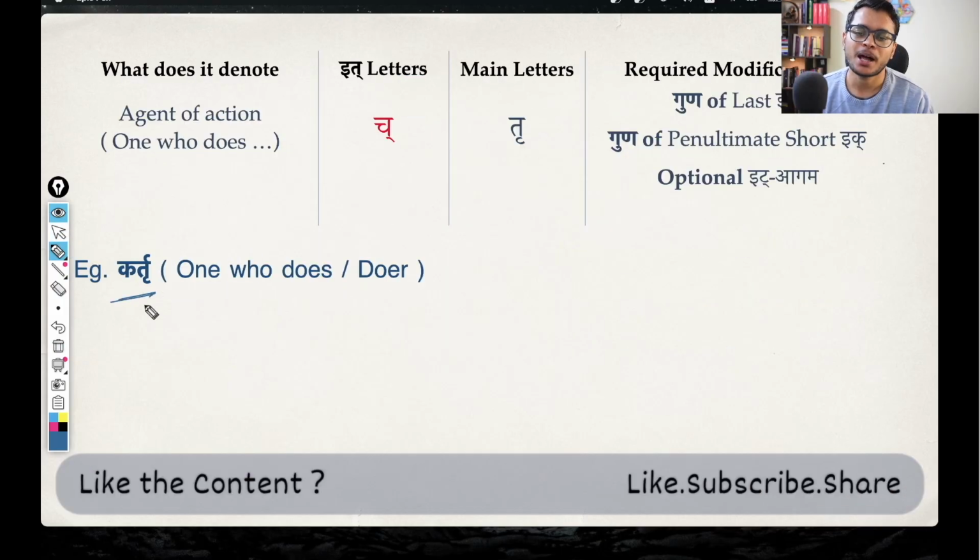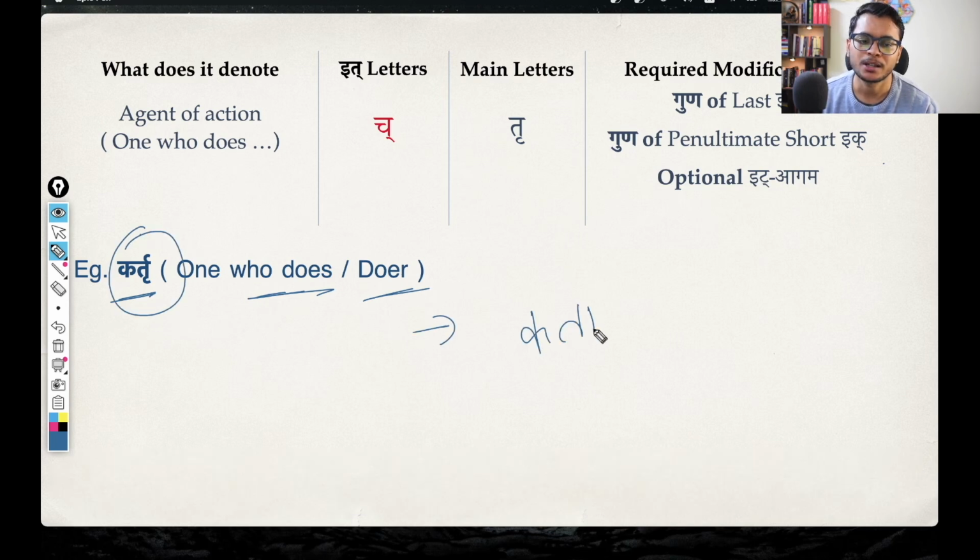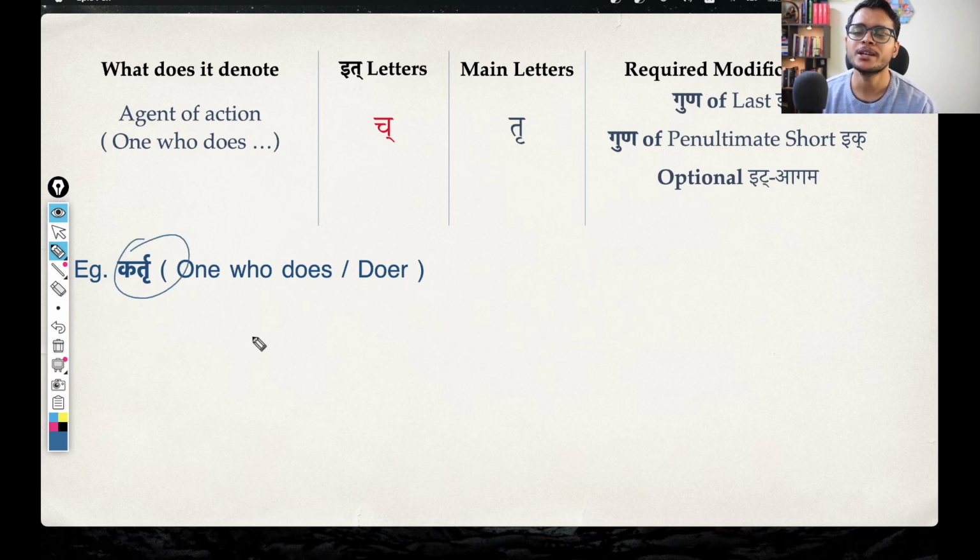So you see this pratipadika kartra. And kartra, this is a pratipadika that means one who does, or basically the doer. Because from this pratipadika only we get the word karta. Karta is just the prathama vibhakti ekvachanam of this pratipadika kartra. And now the question is, how did we get this pratipadika? How did we get this new word in Sanskrit?